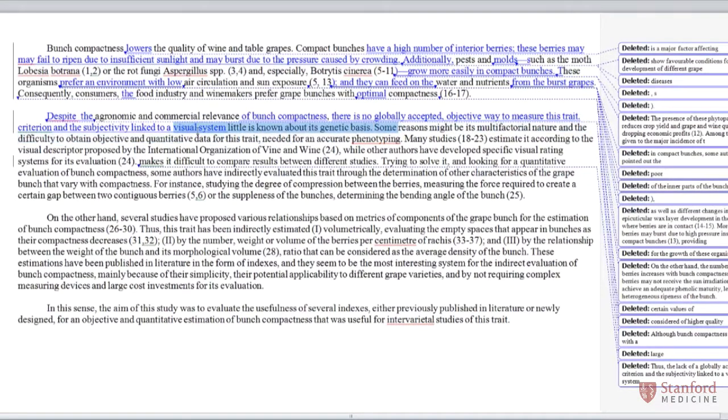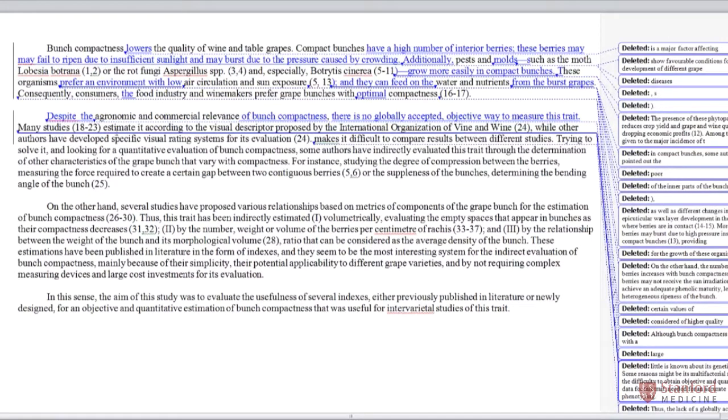And then we can get rid of all this stuff about the genetics. I also think we can get rid of this stuff about multifactorial and nature difficult to measure. We kind of get that all in this first sentence, so I think we can get rid of all of that. We can dive right into all the different ways that people do measure it.